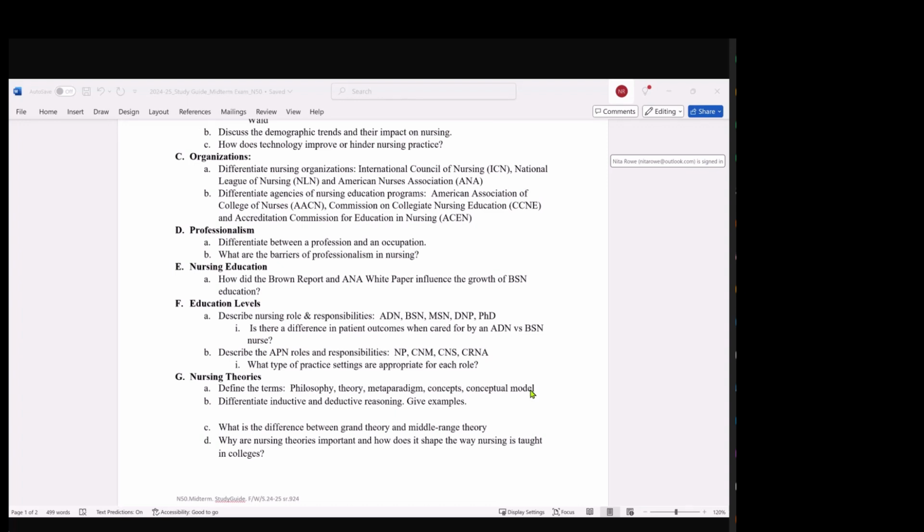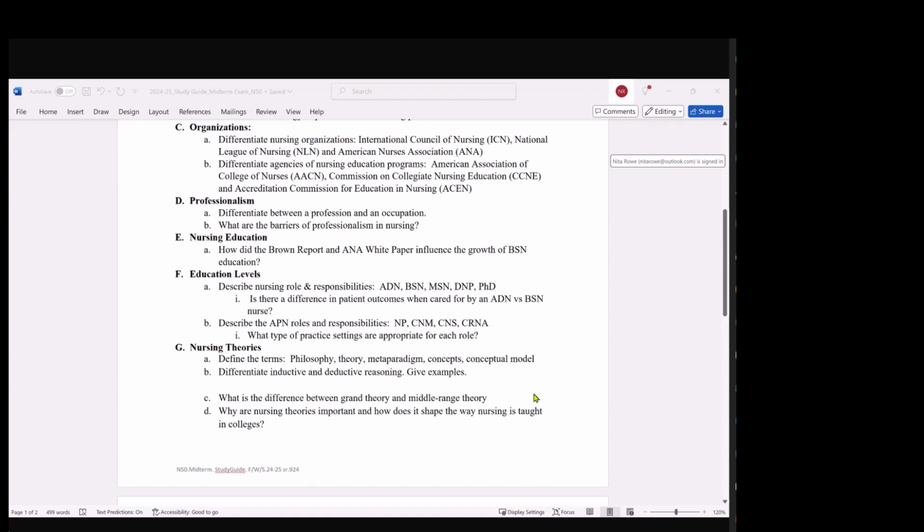And really, that is the difference between the DNP and the PhD as well. Okay. Any questions before I leave the educational levels?